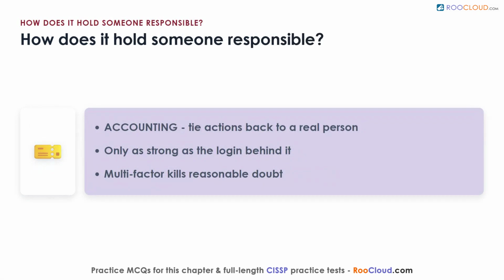How does the system hold someone responsible? Through accounting. Accounting is where accountability finally lands, reviewing the records to tie actions back to a real person. It leans on every earlier step, because a name in a log only matters if the login behind it was truly that person. This is why strong authentication is so important. If all you had was a guessable password, a court could reasonably doubt who was at the keyboard. Combine several factors, and that doubt nearly disappears. Think of a signed delivery slip backed by a photo and a timestamp.